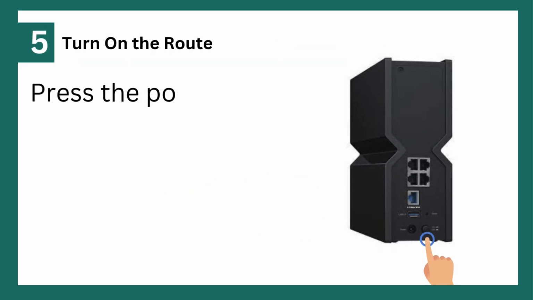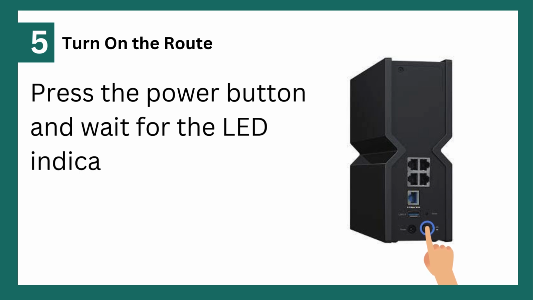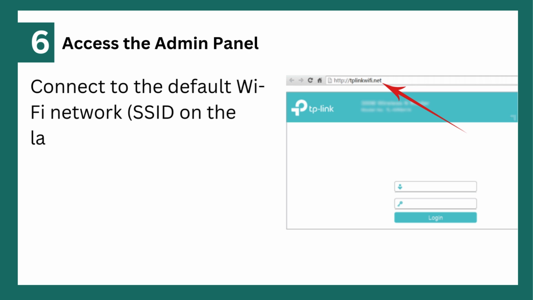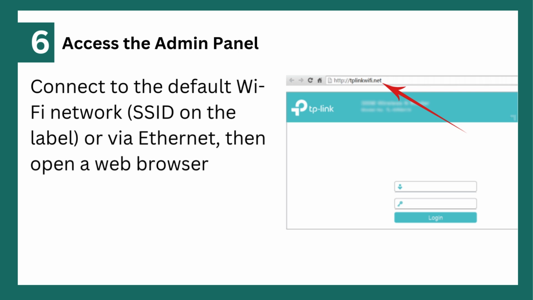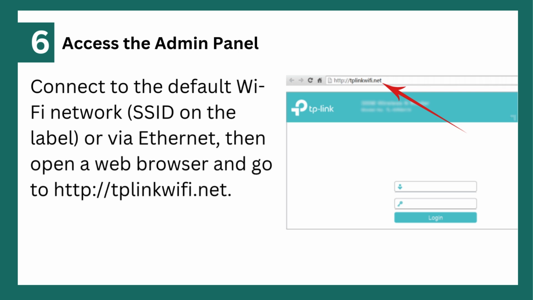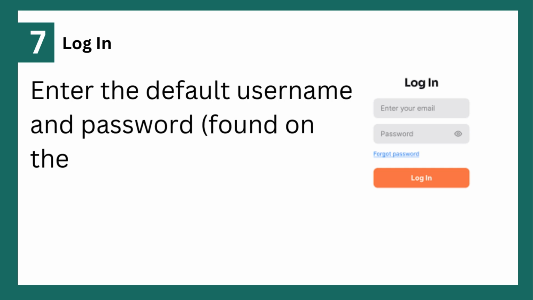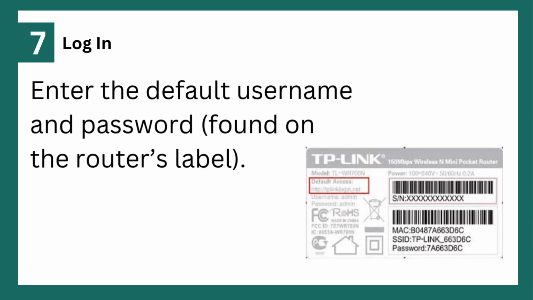Turn on the router. Press the power button and wait for the LED indicators to stabilize. Access the admin panel. Connect to the default Wi-Fi network, SSID on the label, or via Ethernet, then open a web browser and go to http://tplinkwifi.net. Log in. Enter the default username and password, found on the router's label.